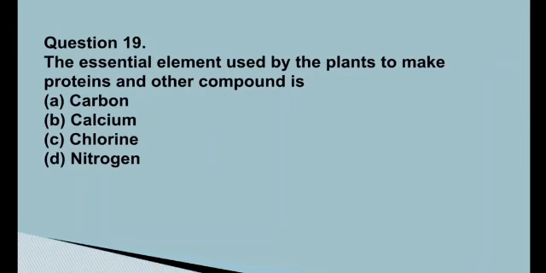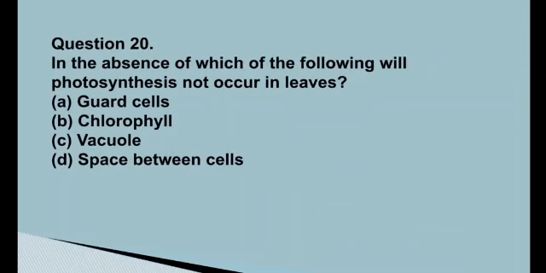The essential elements used by the plants to make protein and other compound is, your options are option A carbon, option B calcium, option C chlorine, and option D nitrogen. So which is the essential element used by the plant to make protein and other compound? Yes, you can guess the answer. It is carbon. Now we have question number 20.